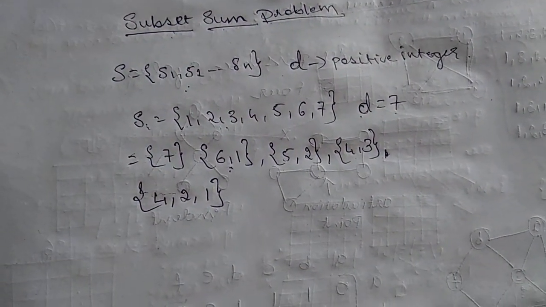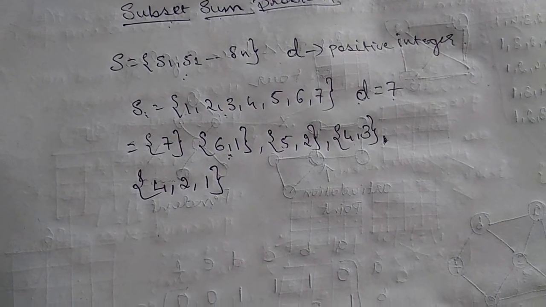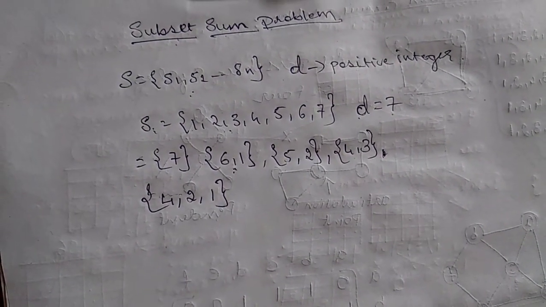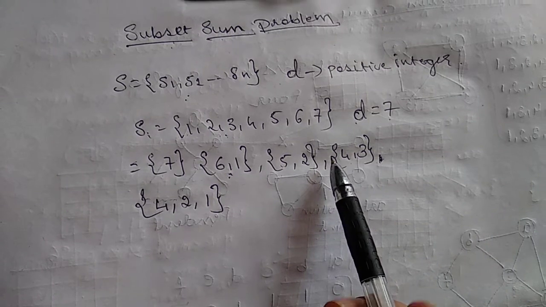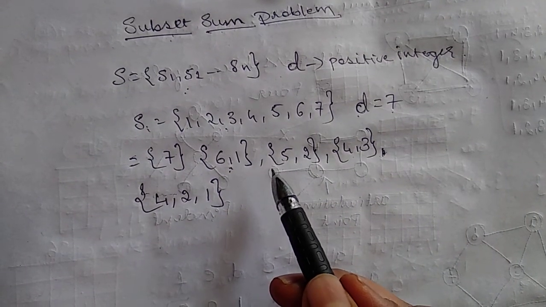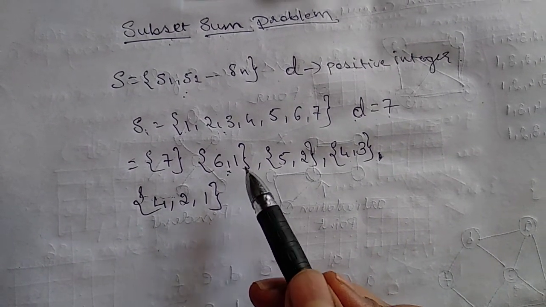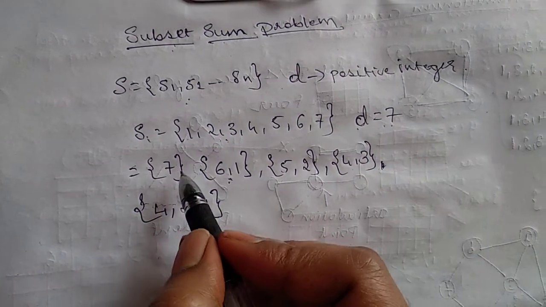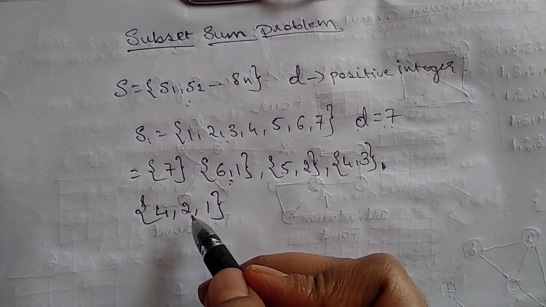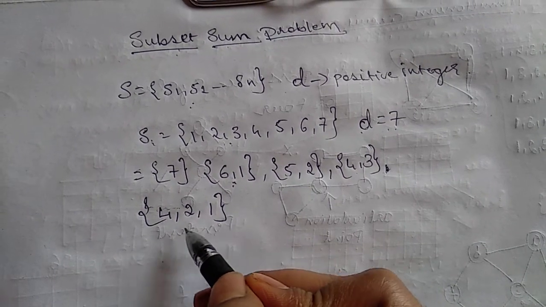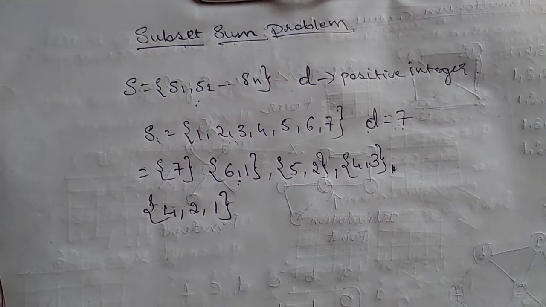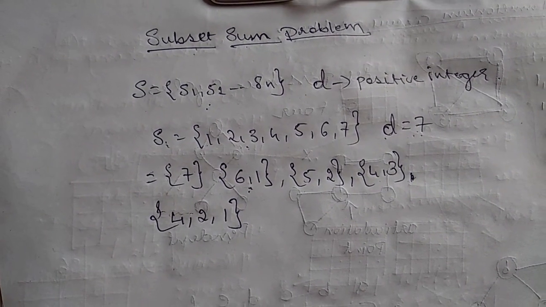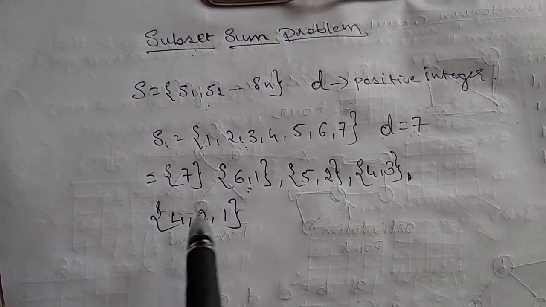Why the name subset sum problem? The set S is given. For this set, first we need to find out the subset. That subset should satisfy the condition that the sum of its numbers equals this positive integer d. Whatever subset you take, the sum of all its numbers should be the sum of your positive integer. Now let me see, here we have so many things, is it not?